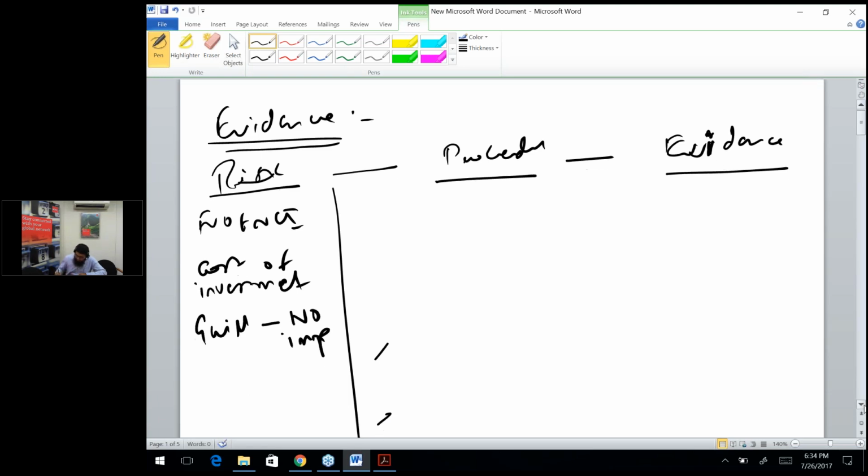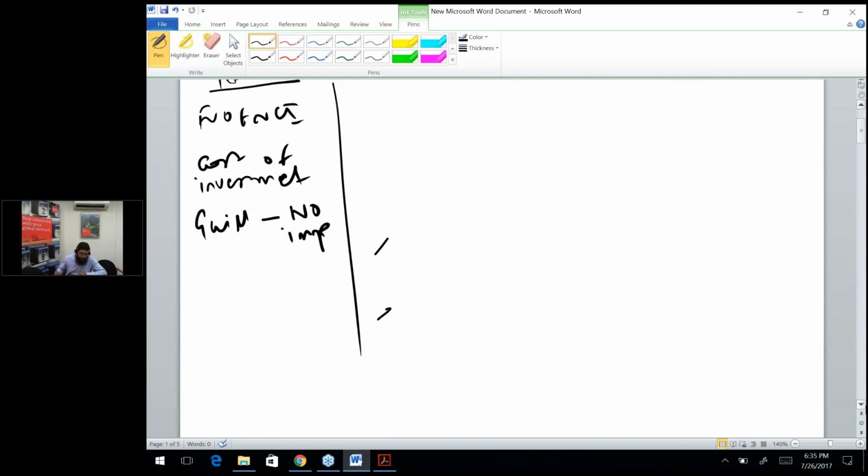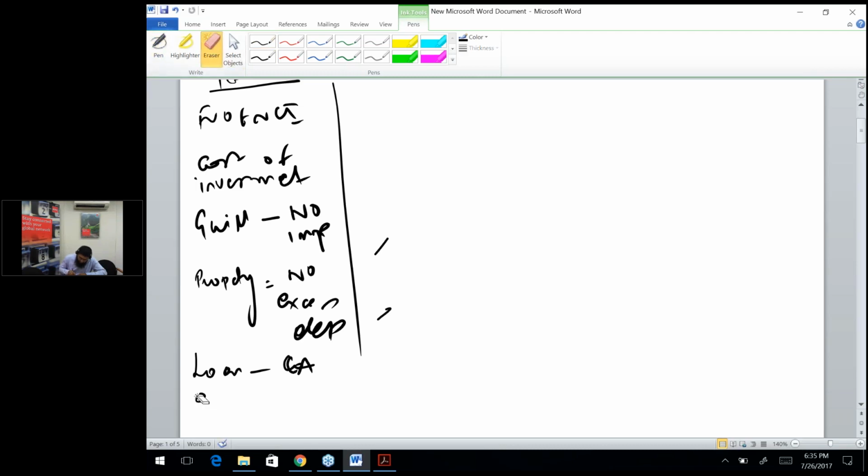If I move further, the goodwill is not tested for impairment, and then the property, no excess depreciation charged. Then if I move further, I would talk about the loan being carried at its original carrying amount. Then instead of effective interest, you have recognized the interest expense at cash interest. So there could also be the risk that cash interest is recognized instead of effective interest. So now, if we come across these things, what can we do in this scenario?